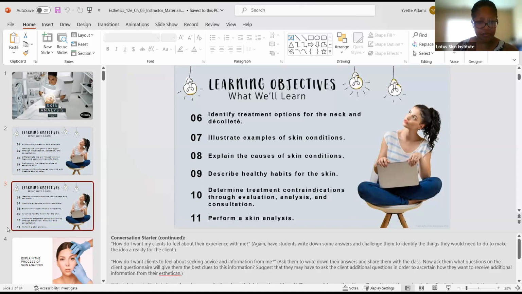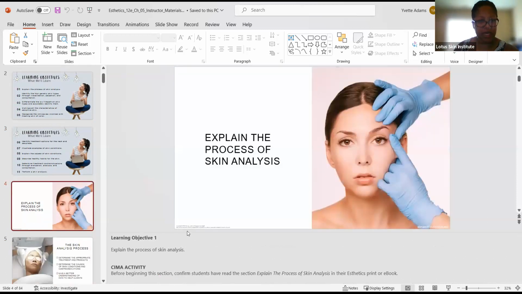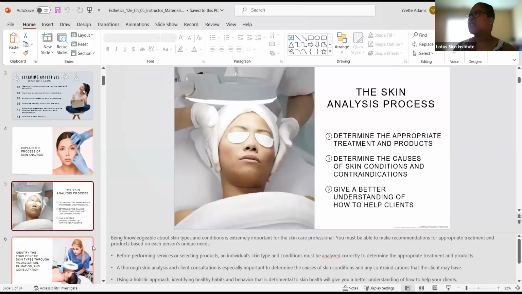All right. So let's explain the process of skin analysis. I should have the ebook open, but I do not. This is all information straight from there. Let me move this part aside so I can see what I am doing. Okay.